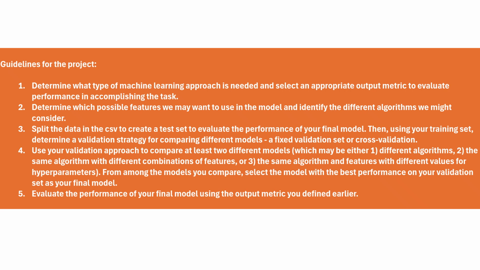As part of the assignment, we will have to determine what type of machine learning approach is needed and select an appropriate output metric to evaluate performance. Also determine which possible features we may want to use in the model and identify different algorithms we might consider. Determine a validation strategy for comparing different models and use the validation approach to compare at least two different models and select the model with the best performance on the validation set for the final model. Finally, evaluate the performance of the final model.